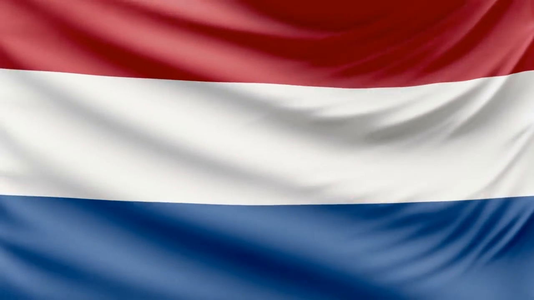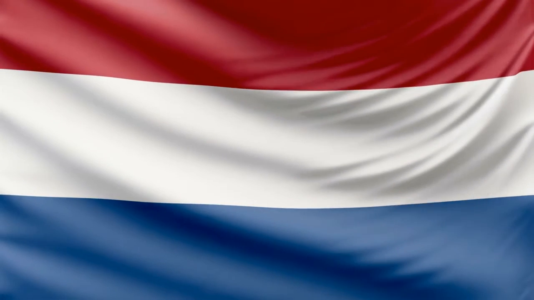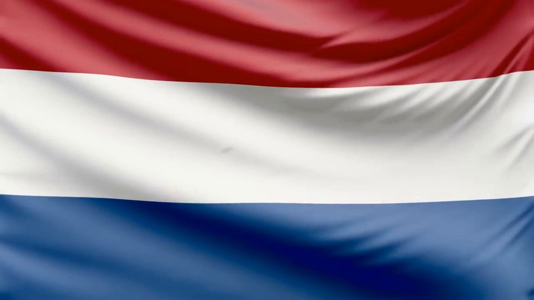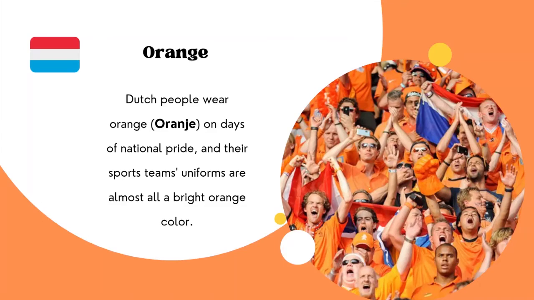But maybe when you think about the Netherlands, you don't think about the red, white and blue flag, rood, wit and blauw, but maybe you think about the color orange. So Dutch people wear orange, oranje, on days of national pride, and their sports team uniforms are almost all a bright orange color. And it may seem strange, but there is some interesting history behind why the Dutch have an affection for this particular orange color. So let me tell you a quick story about that.